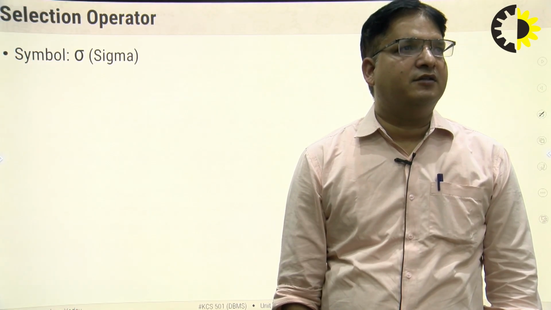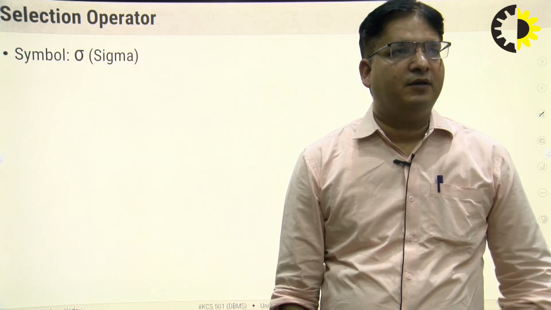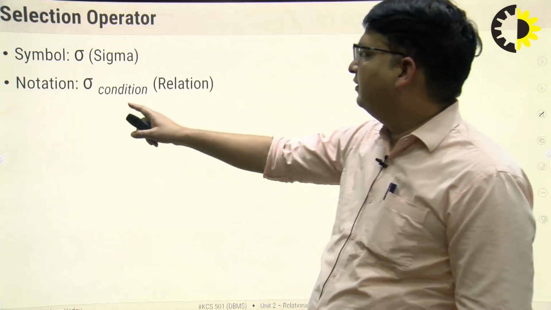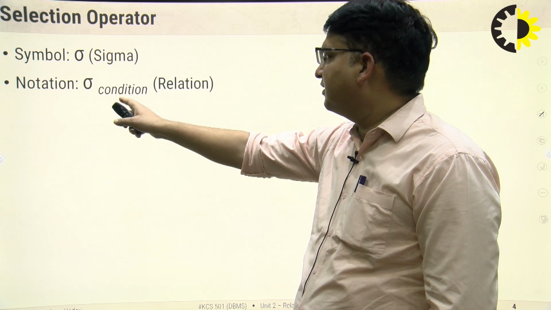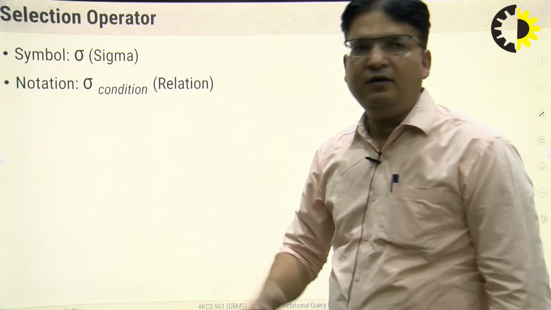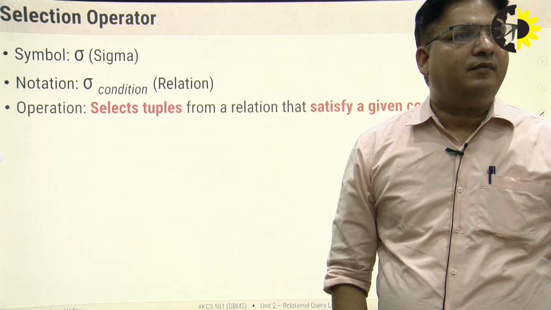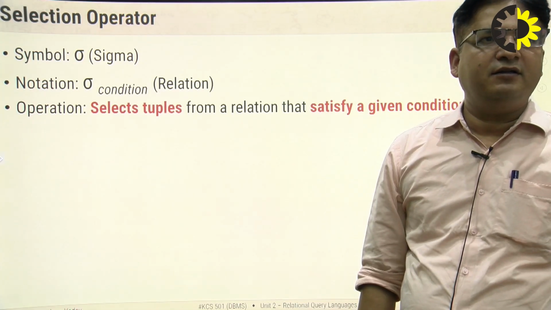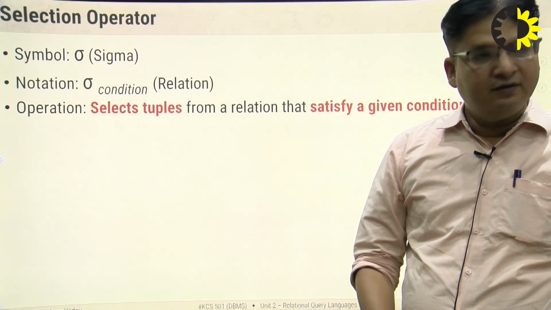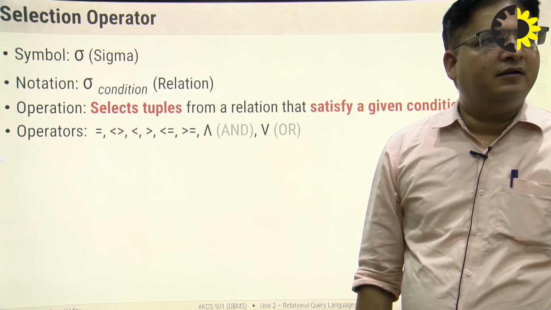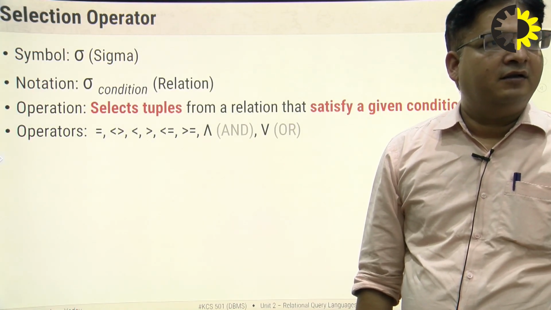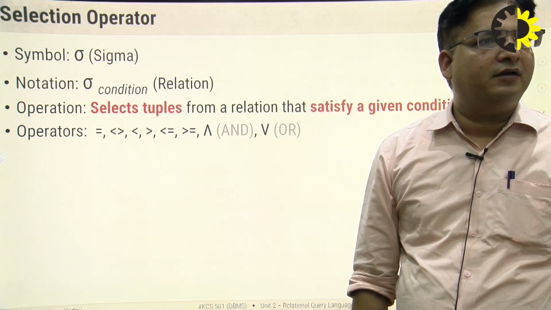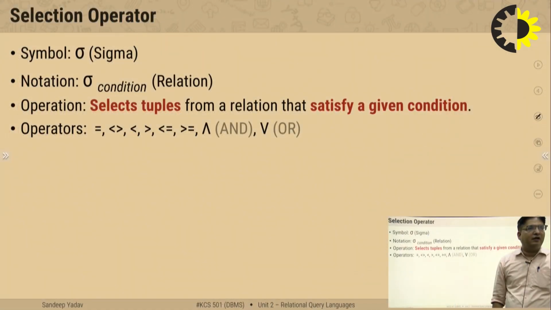The first operation is the selection operation, which is denoted by the symbol sigma. This is the symbol sigma and the notation is sigma. In subscript, we write the condition followed by the name of the relation. This operation selects certain tuples from the relation that satisfy a given condition. The various operators that can be used are equal to, not equal to, less than or equal to, greater than, and the logical operators and, or, not.